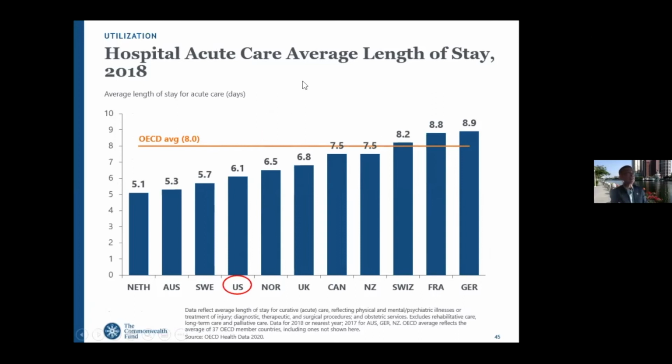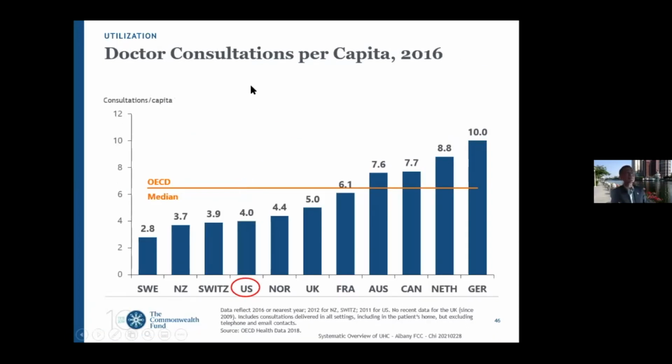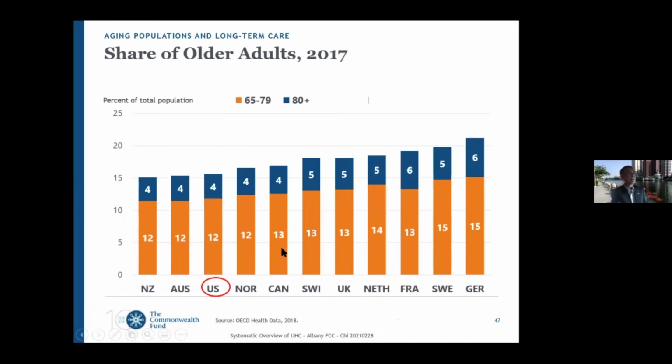This is the population-based average length of stay. The US is much shorter. Likewise, our outpatient consultations are far fewer than in most other high-income countries. And our population is not much older than in other countries. The orange is the percentage of the population who are 65 to 79. Blue is the percentage of the population who are 80 and older. So compared with other rich countries, we are actually relatively younger.